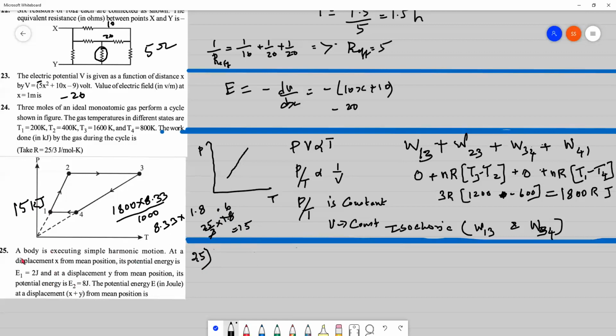So 25. A body is executing a simple harmonic motion. At a displacement x from the mean position, its potential energy is 2 joules. Potential energy formula is half kx squared. So E1 is equal to half k x squared is equal to 2 joules. E2 is equal to half k y squared. That is the second part of the question. It is 8 joules.